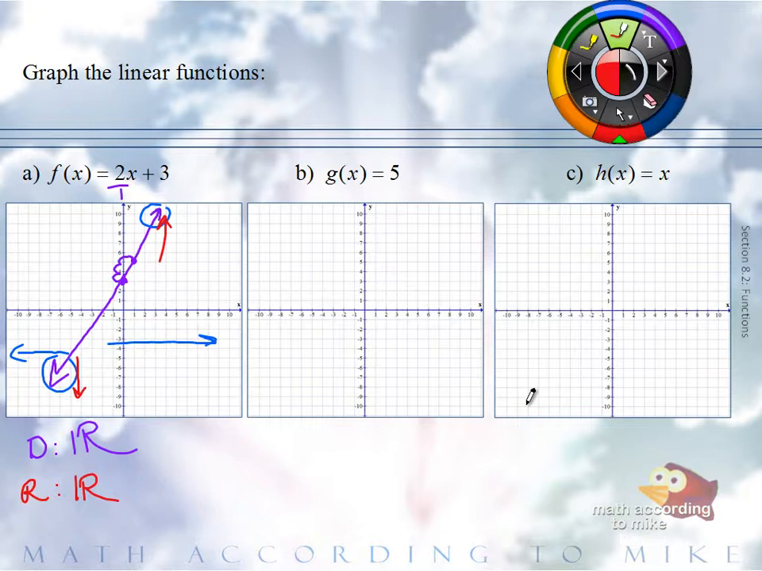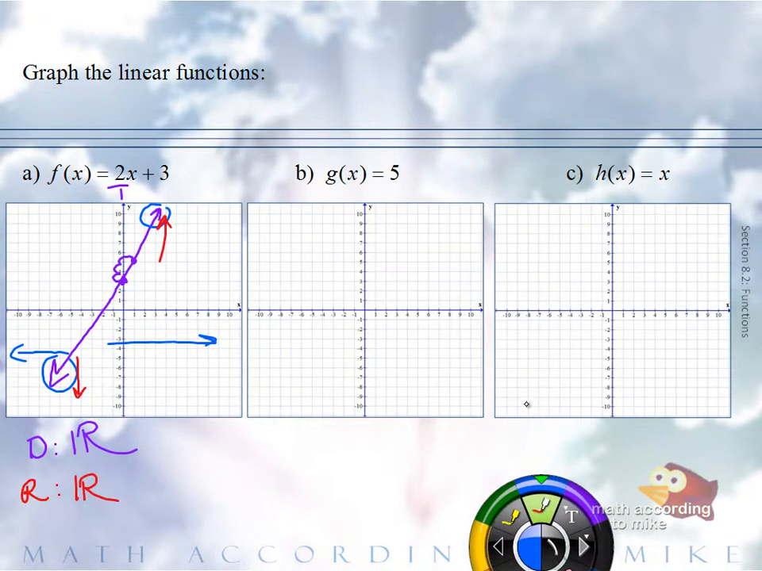How about g of x? Pick a number for x. Any number you want. 4. If you plugged in 4 for x, what do you get? 5. Pick another number. 1,250. If you plug in 1,250 for x, what do you get for g? 5. No matter what you plug in for x, what are you always going to get? 5.